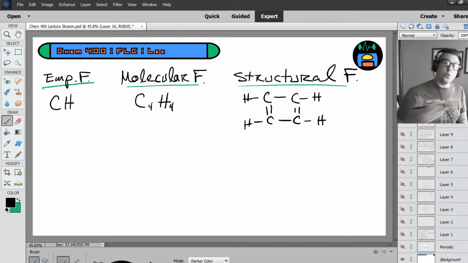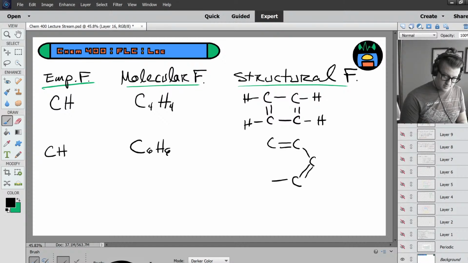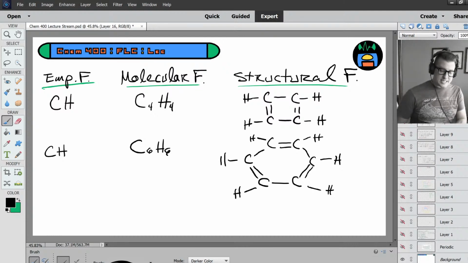But this molecule, C4H4, is not the only molecule with a 1-to-1 carbon to hydrogen ratio. For example, you could have a compound whose empirical formula is the same, but whose molecular and structural formulas are different. This could also be C6H6, which would have a structural formula that looks like this. All right, C6H6, C4H4, two different molecules with the same empirical formula.